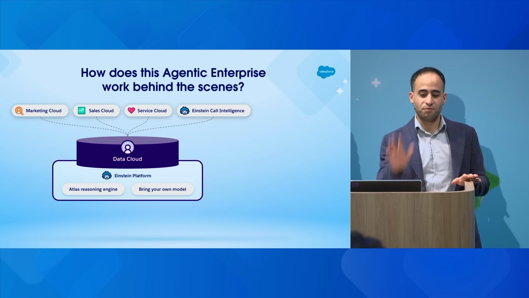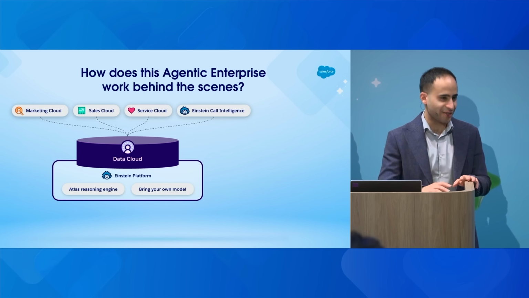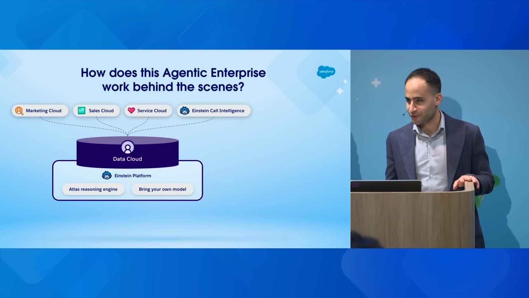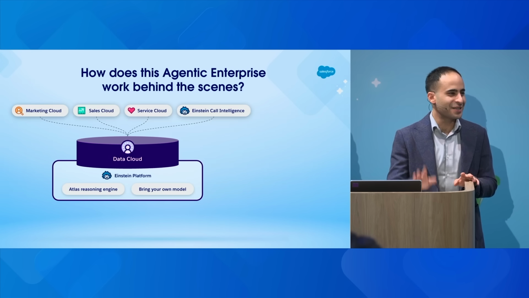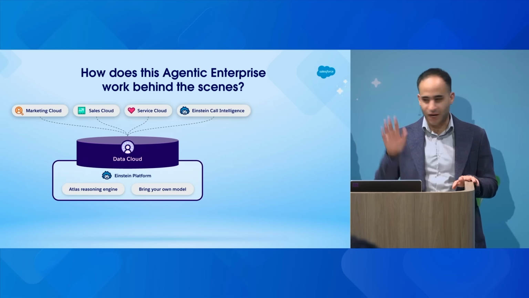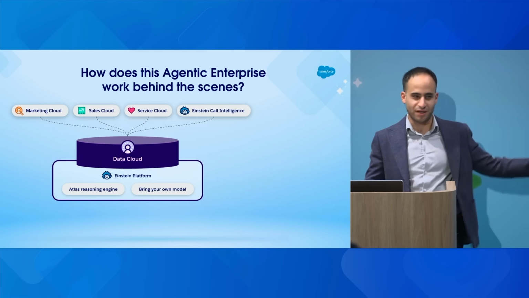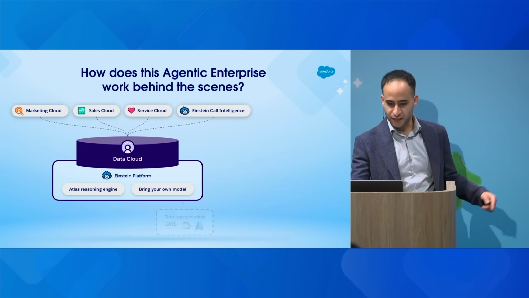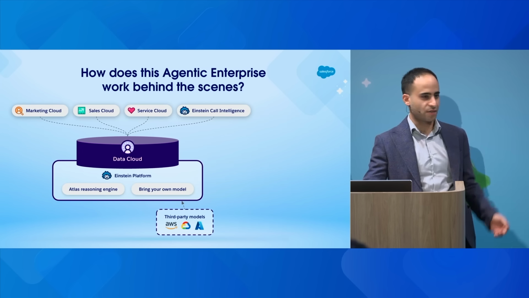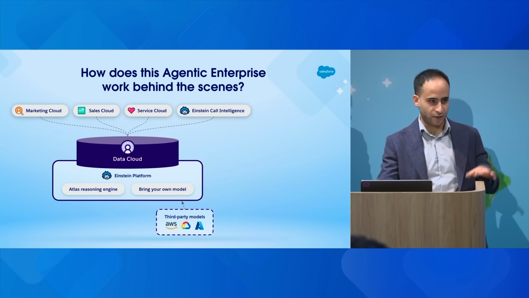And also, you can build your own model. For whatever reason you don't like Atlas Reasoning, it's a fantastic product, by the way, guys. I mean, I highly recommend it. But for whatever reason you don't like it, I built my custom deep learning model, I want to bring it in. I built it on AWS, Azure, GCP. Bring it in. You can bring in any model that you want.